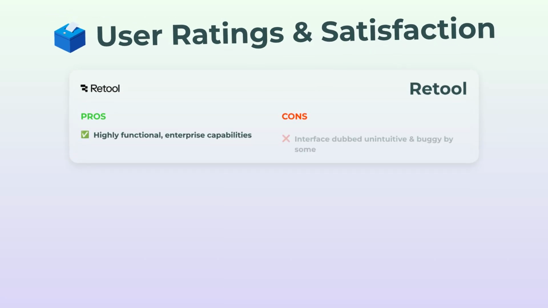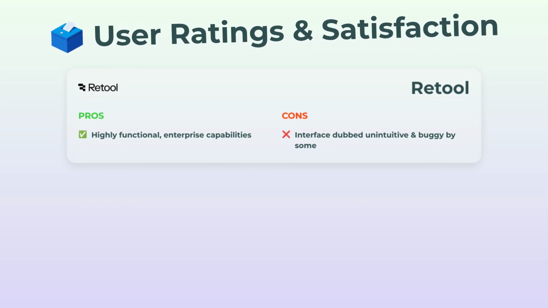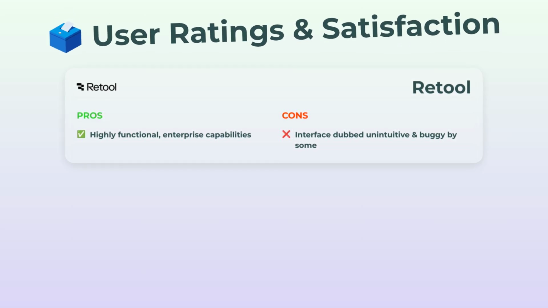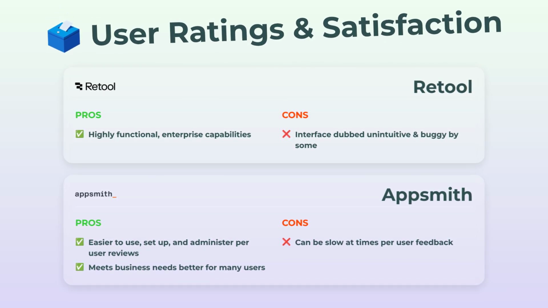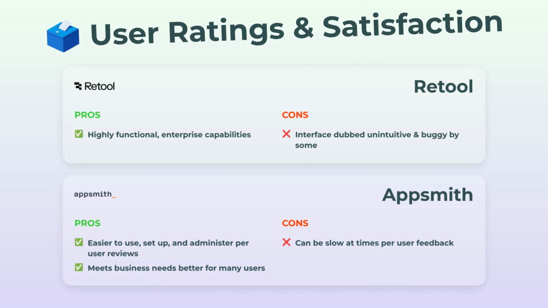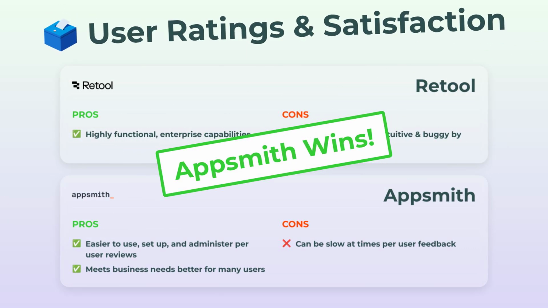Last, but definitely not least, user ratings and satisfaction. Retool's generally loved for how functional and enterprise-ready it is, but lots of people have called out the interface as unintuitive and even buggy at times. Appsmith gets praise for how easy it is. Setup, admin, the whole deal. Many users found it met their business needs better, though there are occasional complaints about speed or lag. It's close, but Appsmith tips the satisfaction scale.